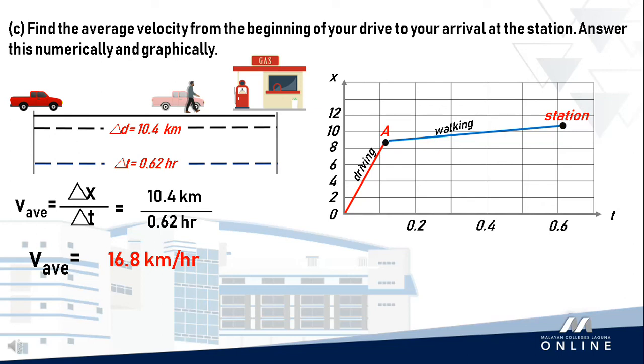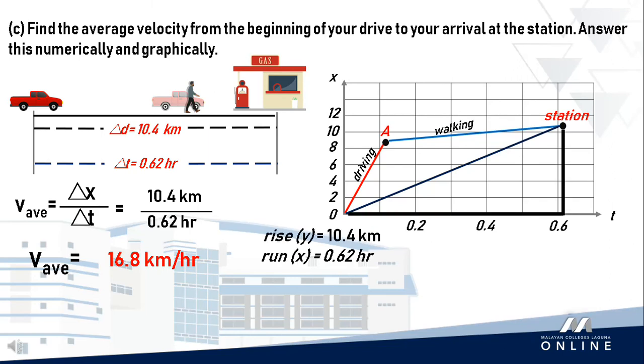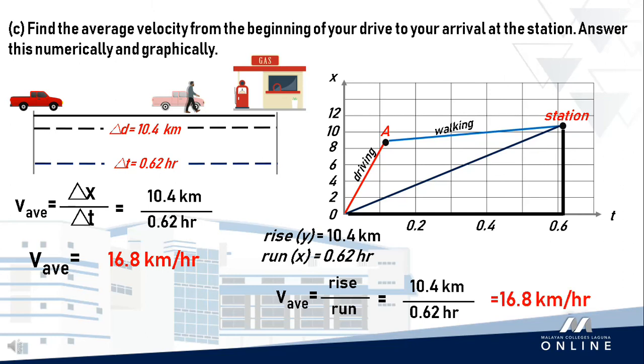Then, we will connect your initial position to your final position and find the slope of this line to find our average velocity. Again, in finding the average velocity, we compute for the ratio of rise over run, which is equal to 10.4 kilometers over 0.62 hour, and finally gives us 16.8 kilometers per hour. And that is how we can compute average velocity numerically and using a position-time graph.